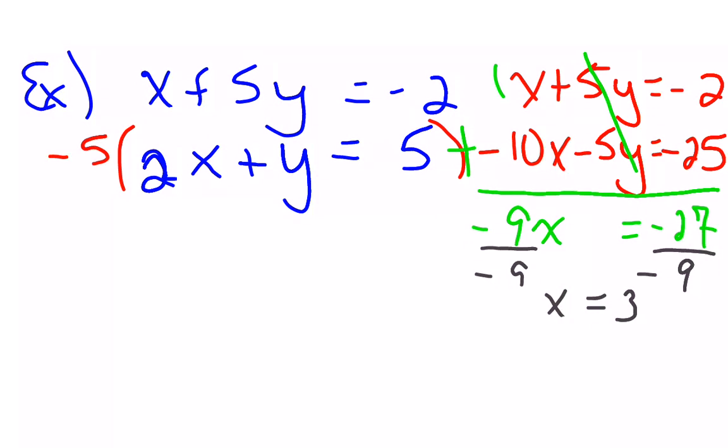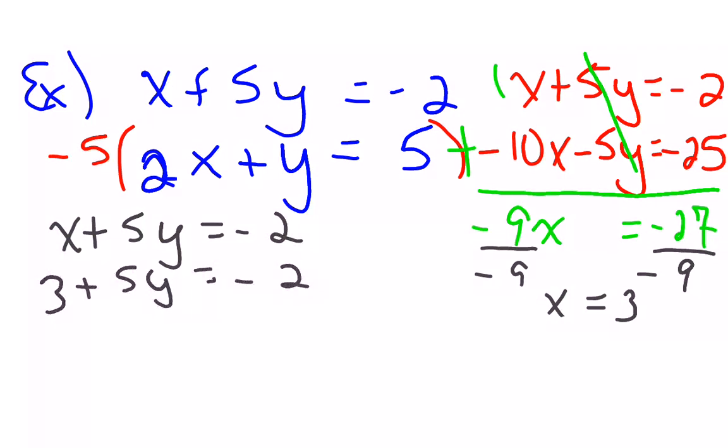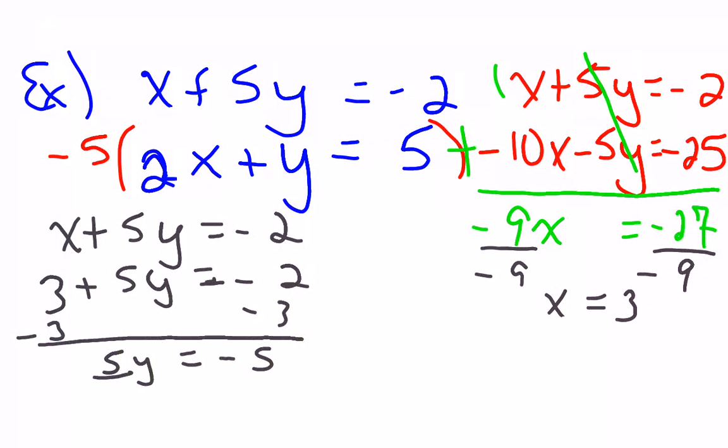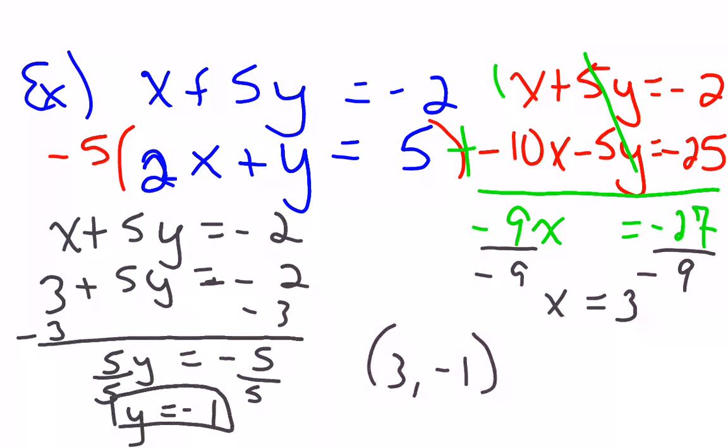Now the last step is to plug that into either equation to figure out what y is. So if we look at the top equation, again, it's your choice on which equation you pick. Plug in that 3. So now we're going to solve for y. So I got to subtract 3 from both sides. 5y equals -5. Divide by 5. So y equals -1. So our solution is the point 3, -1.